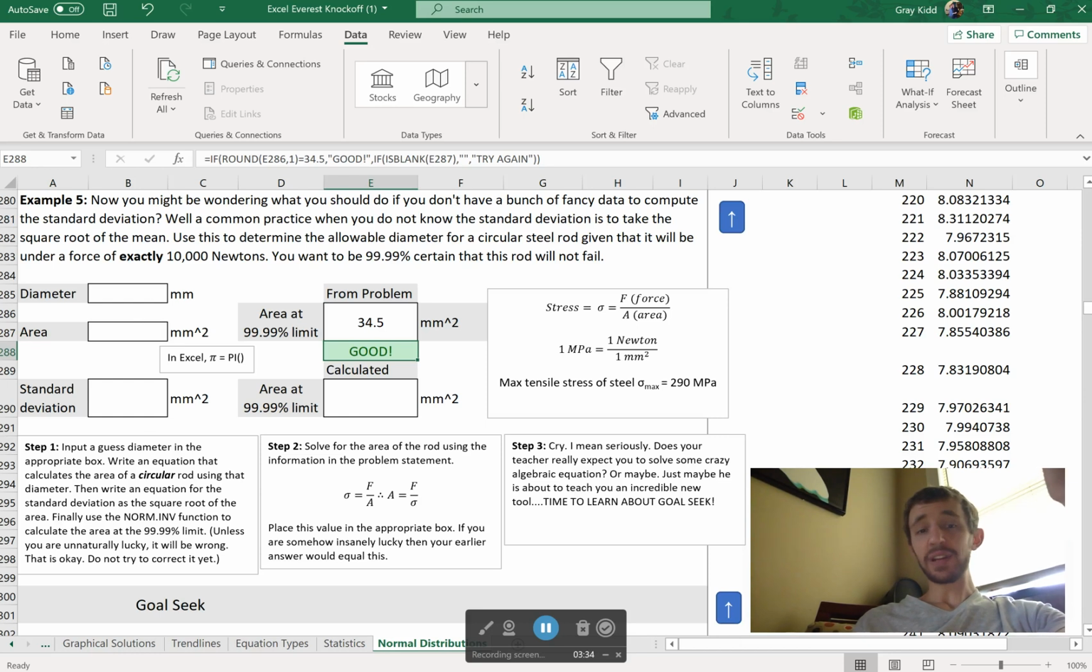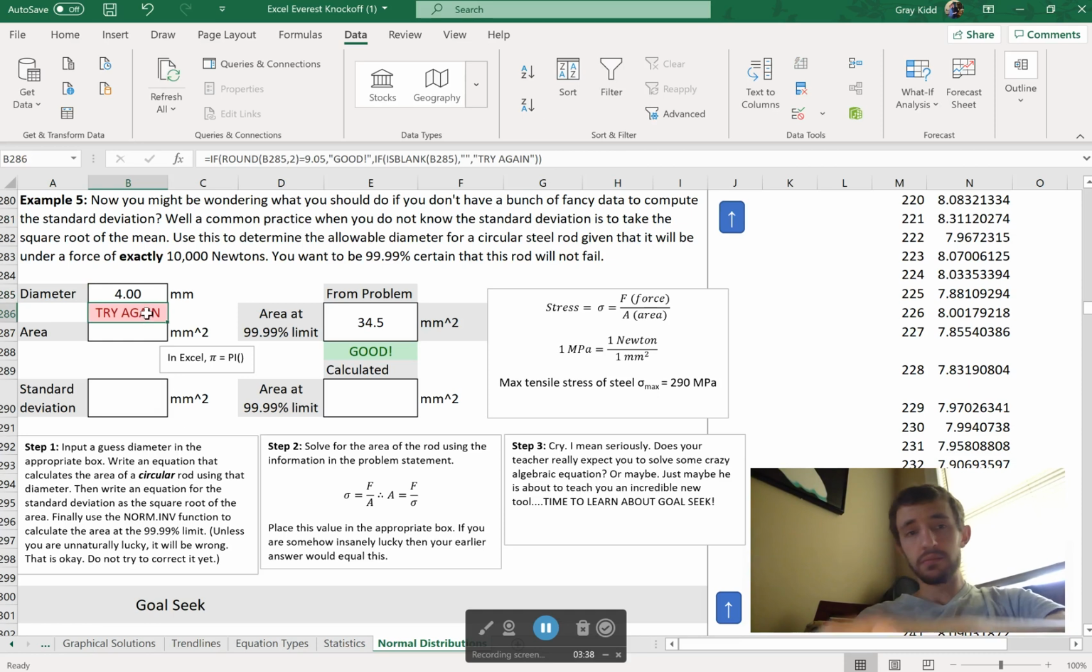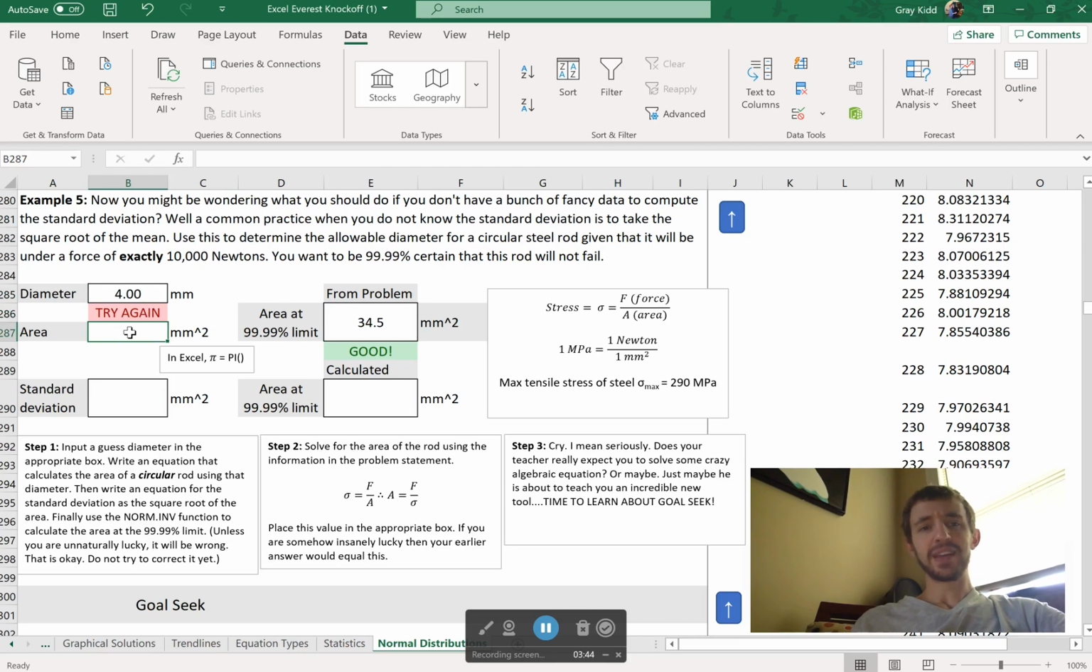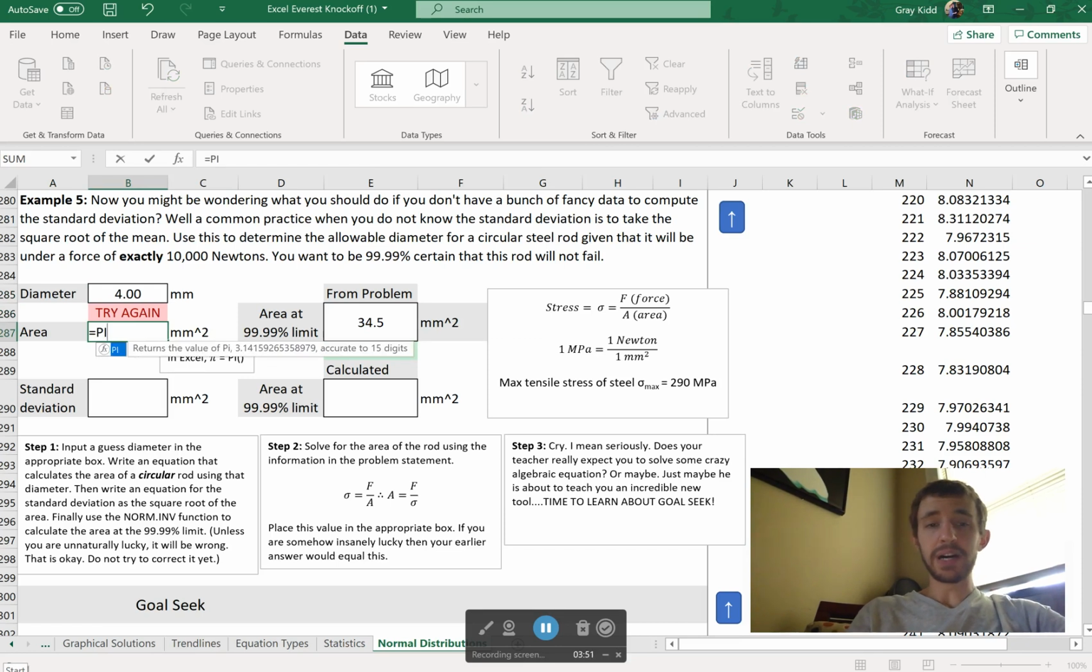Let's just guess. That's what I tell you to do, so we're going to do that. Let's guess. I'm going to say 4. Okay, now I'm wrong, apparently. You can actually cheat if you wanted to and figure out the right answer, but don't do that. Now, what's the area of a rod that's got a diameter of 4 millimeters? Well, it's equal to pi, which is a function in Excel to get the exact value of pi, divided by 4 times our diameter squared.